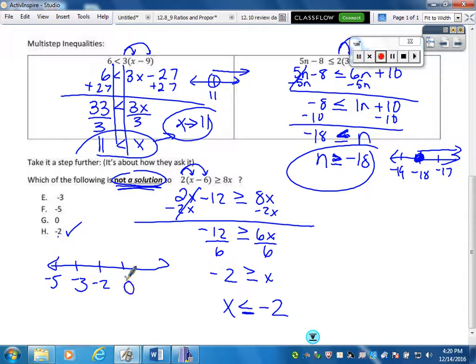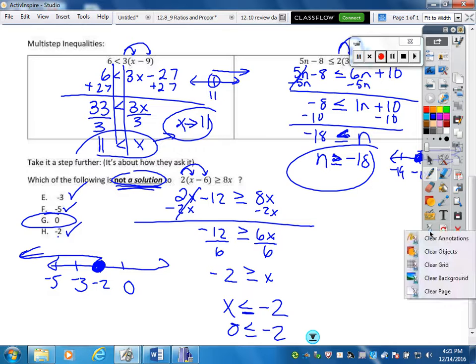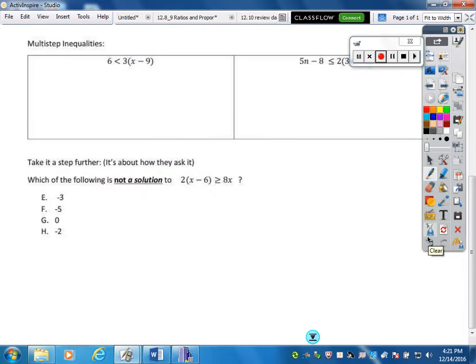So if I was going to graph this one, it'd be a closed circle because I have the or equals to, and it would go towards the less numbers. So I see all of these are answers, but 0 is not an answer because 0 is not less than or equal to negative 2. So the other way you would do this is the plug-in way, but G is definitely the answer there. The plug-in way is we would take each of these and we'd plug them in for both of these x's. So let's try one that works and one that doesn't work and see what that looks like.